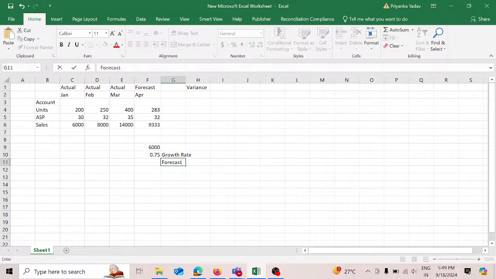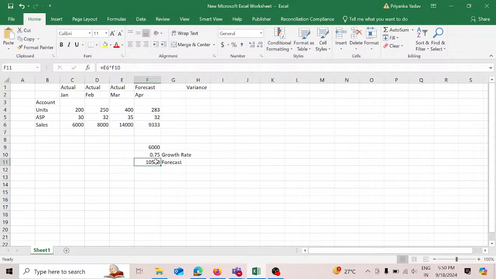Now on the basis of this growth rate, we'll do the forecast. So the last month sales, which is, you can see here, this is the 14,000. So this 14,000 is multiplied with the growth rate. So this is the forecast for the next month. So this is the growth rate method.